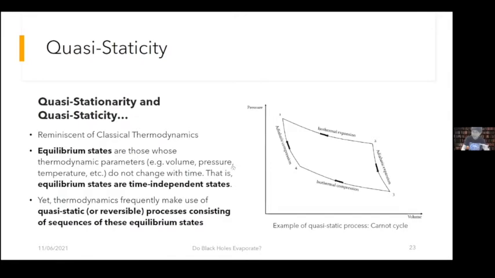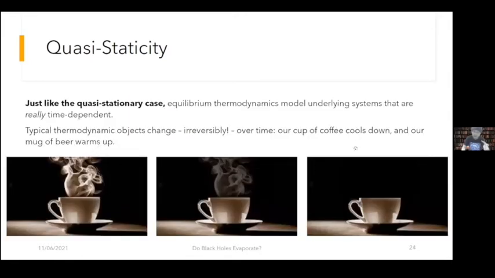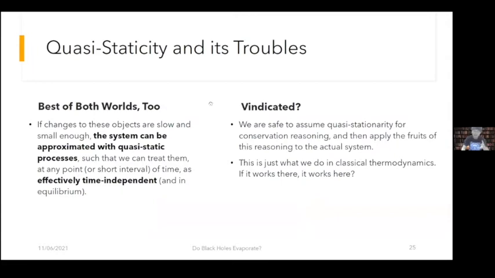You can see more clearly here that there's an analogy, maybe even a structural similarity, between the two processes. They both model things that really do change in time, really are time dependent, but using a process that consists solely of time-independent states and systems. We know that thermodynamic objects change, in fact sometimes irreversibly, over time. A cup of coffee cools down, a mug of beer warms up, the egg fries and never unfries itself, and so on. So we have something similar here, and it seems like they both give you the best of both worlds, right? You can approximate a system with a quasi-static process such that at each point of time, we can treat it as effectively time independent. And so since it works in thermodynamics, maybe it'll work in black holes as well.